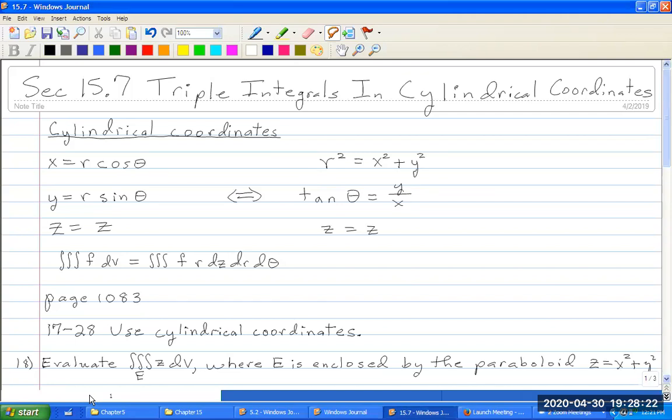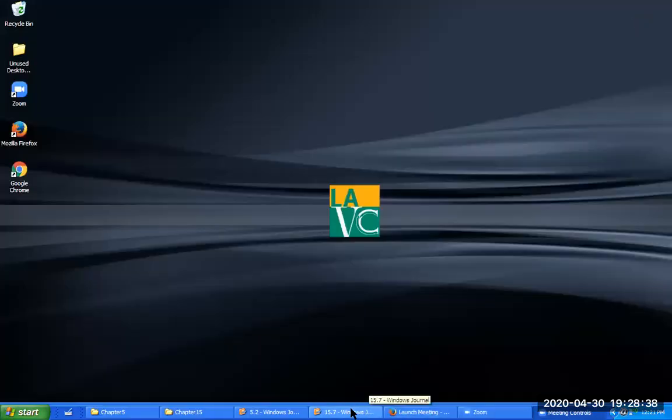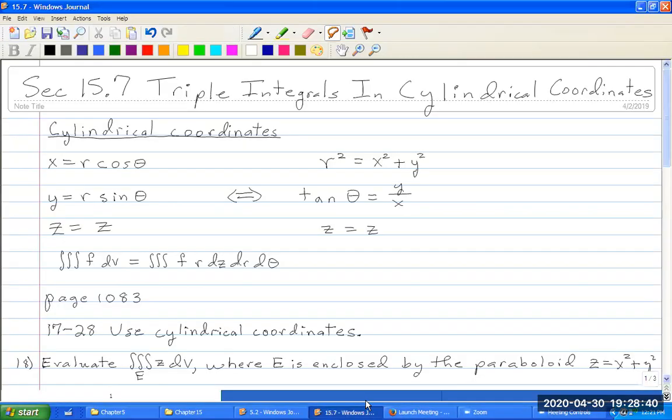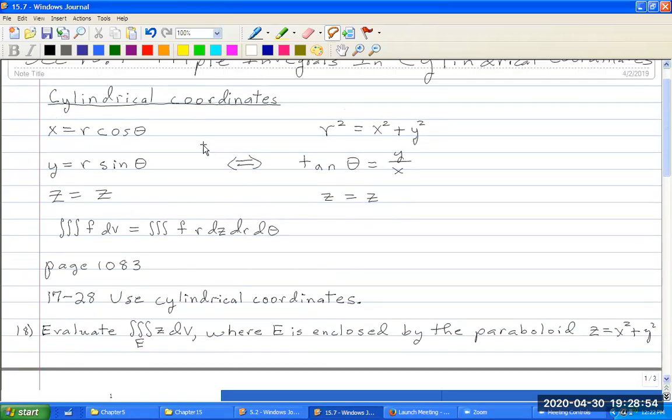So section 15.7 is on triple integrals in cylindrical coordinates. So I'm going to give you... oh, maybe I should have drawn it.